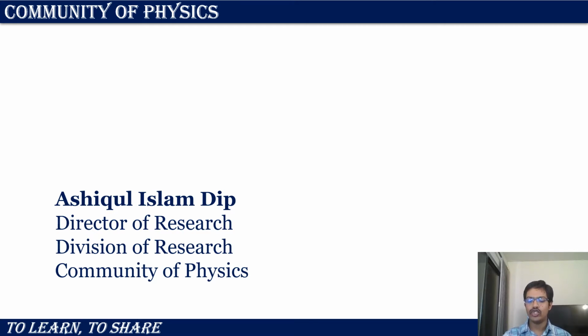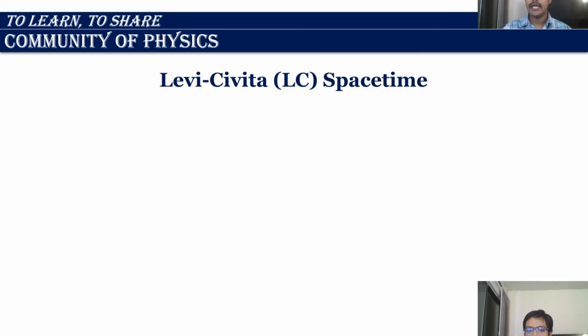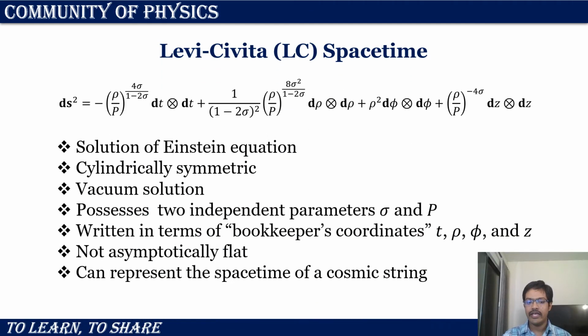Today I am going to talk about geodesic motion of massive and massless particles in Levi-Civita spacetime. Levi-Civita spacetime, given through this metric tensor, is a vacuum solution to Einstein equation which is cylindrically symmetric. The metric tensor possesses two independent parameters, sigma and p. Sigma represents the mass density and p represents the angle defect of the spacetime.